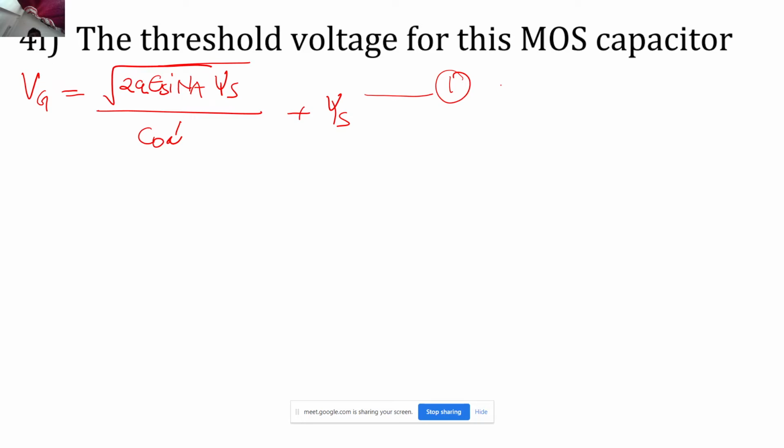Can you tell me what is the condition on psi s so that this gate voltage will become the threshold voltage? When do we say that we have reached the threshold voltage? Is there any condition on the psi s? Yeah, exactly correct. So psi s must be equal to what? 2 phi f. Correct. But how can I calculate the phi f now? See, what is the phi f? Since this is a p-type semiconductor, right? So phi f. Sorry. How can I calculate the phi f?